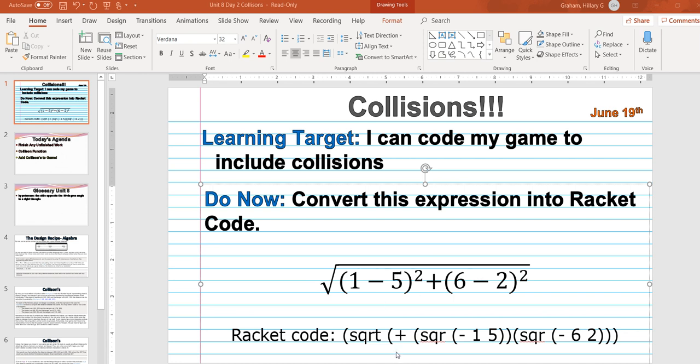So we have addition. And then addition of what? Well, the addition of the square root of 1 minus 5, and then adding that to the square root of 6 minus 2. So that's what I got. Go ahead and check with your partners and your neighbors to make sure that that is actually what the answer is.